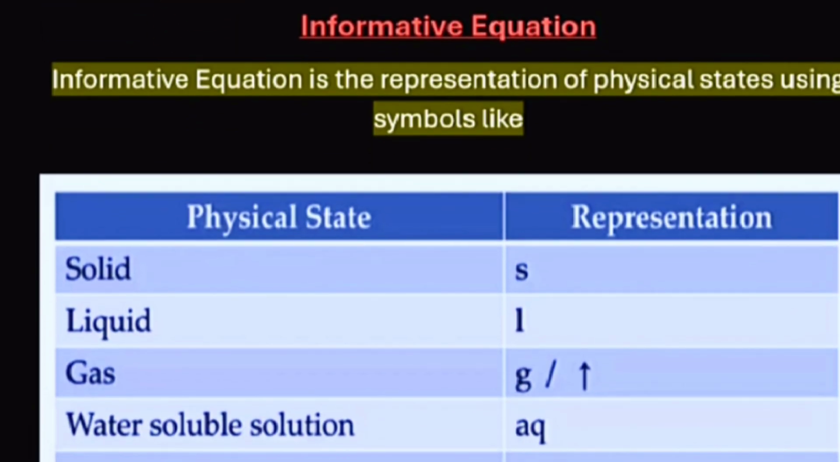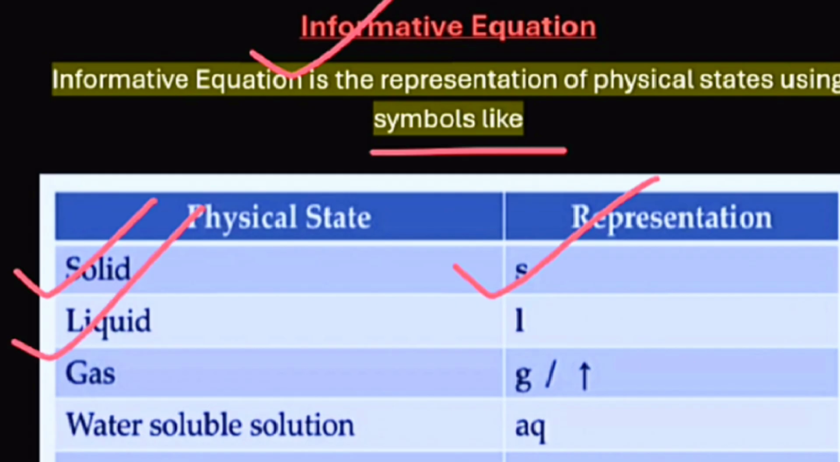So informative equations are what kind of equation? Let's talk about that. Informative equations are a representation of physical state using symbols. For example, if it is a solid, it will be represented by a small s. If it is a liquid, it is represented by l. If it is a gas, it is represented by g, or an upward arrow mark.